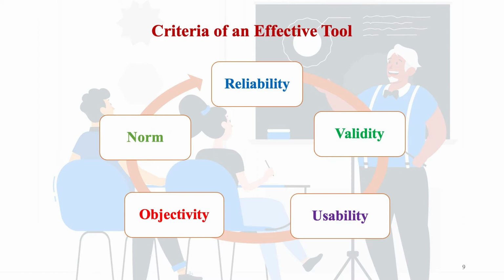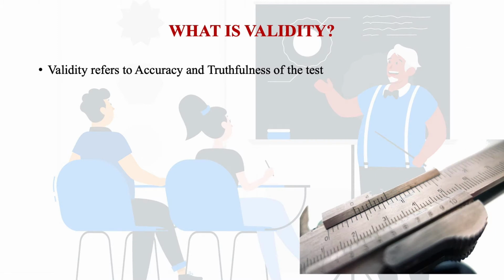Let us go forward to focus upon the criteria of a tool. Here I have already said in my earlier lesson, when I was talking about reliability, that these are the certain criteria of an effective tool: reliability of the tool, then validity of the tool, usability of the tool, objectivity of the tool, and at the same time norm of the tool. Now let us focus upon the second criteria of an effective tool, that is validity. So let us now discuss the concept of validity. Friends, validity refers to accuracy and truthfulness of the test.